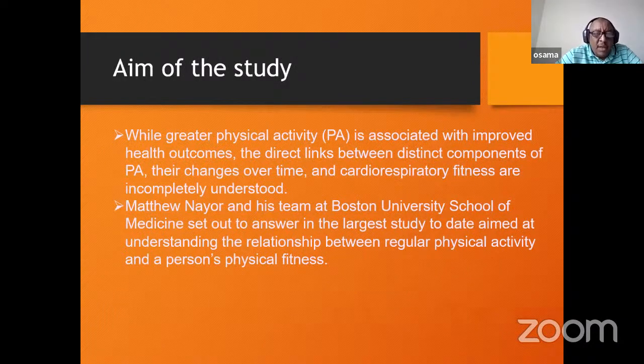The aim of the study: while greater physical activity is associated with improved health outcomes, the direct link between distinct components of physical activity, their changes over time, and cardiorespiratory fitness are incompletely understood. So we need more studies or meta-analyses of this kind, especially on walking and exercise. Matthew Nayor and his team at Boston University School of Medicine set out to answer this in the largest study to date, aimed at understanding the relationship between regular physical activity and person's physical fitness.